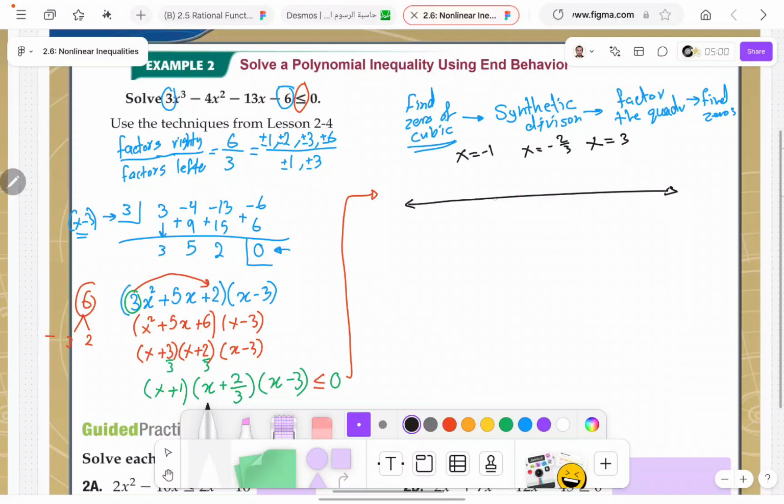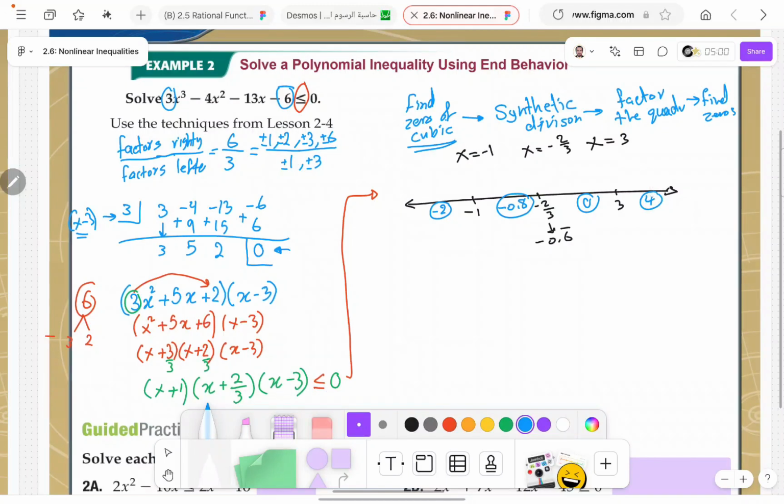Then we write them from the smallest to the biggest. The smallest one is negative 1, then negative 2 over 3, which as a decimal is about negative 0.6666, then we have 3. Now, let's pick points between every interval to identify the sign for every interval. Let's pick a point less than negative 1, so let's pick negative 2. Between negative 1 and negative 0.6, let's pick negative 0.8. Between negative 2 over 3 and 3 we can pick 0, and greater than 3 we can pick 4.